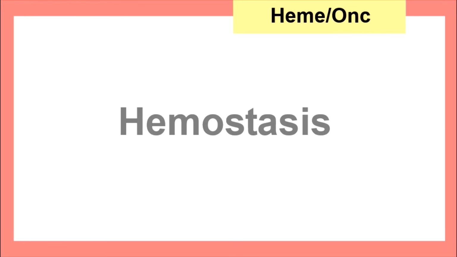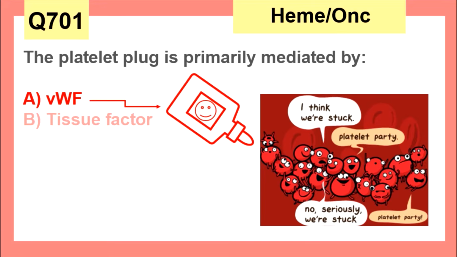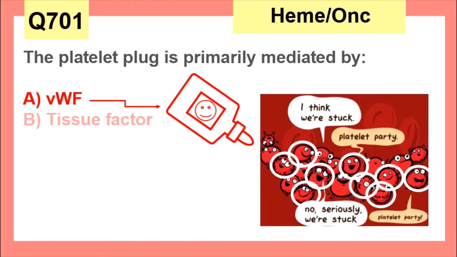So hemostasis, let's begin with question 1. It actually says 701 because this is part of a series. The platelet plug is primarily mediated by von Willebrand factor or tissue factor. We're going to review the platelet plug in a moment, but if you recall, von Willebrand factor controls the platelet plug. Von Willebrand factor you could think of as kind of like the glue which holds together the platelets in the platelet plug by using their GP1B receptors to connect the platelets together.